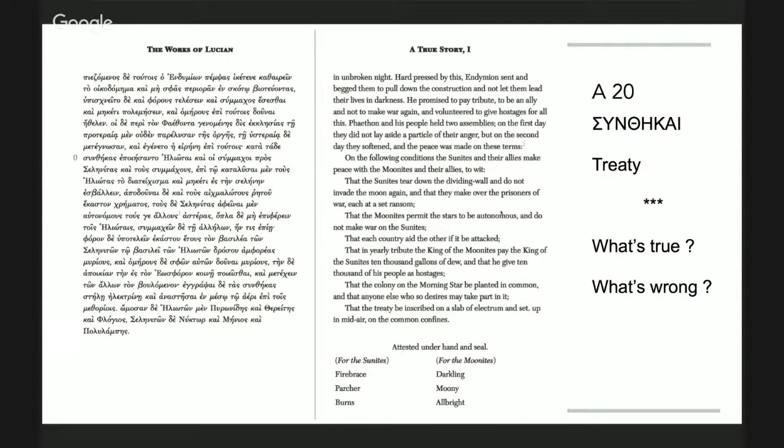So let's try to answer our question about this inscription that is meant to be included in the book. What is true? What is wrong? The only way to check what could be true and what could be wrong is to look at real syntekai. Where can we find syntekai?